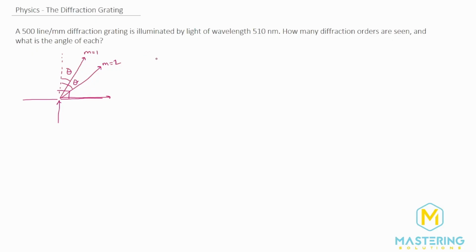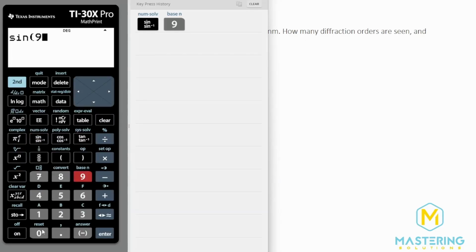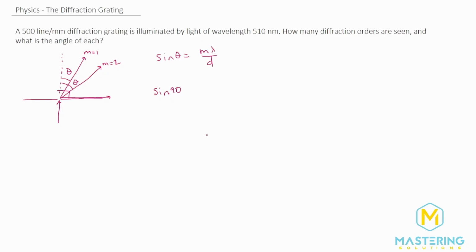What's the equation for theta? It's sine of theta is equal to m lambda over d. But what is sine of the maximum possible angle we could do? If we said 90 was the max, sine of 90, you probably already know, is 1, right? So that is the maximum possible value that m lambda over d can be for us to see that bright diffraction order. So this has to be less than or equal to 1.